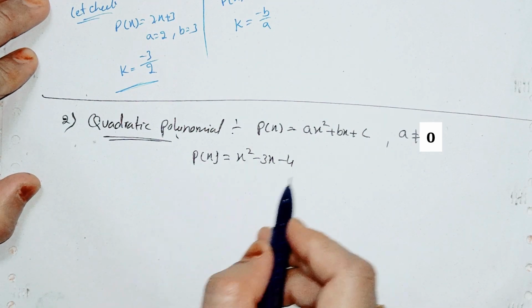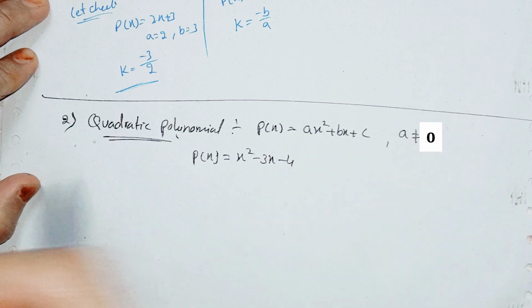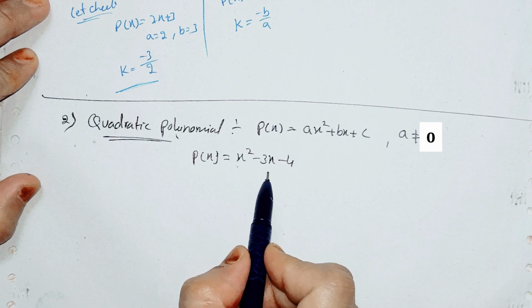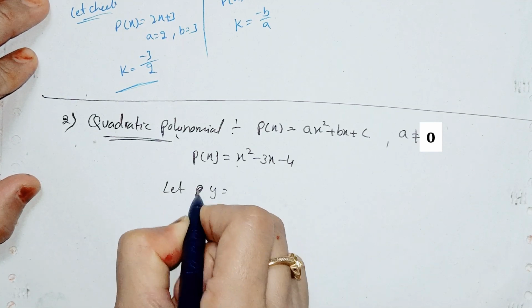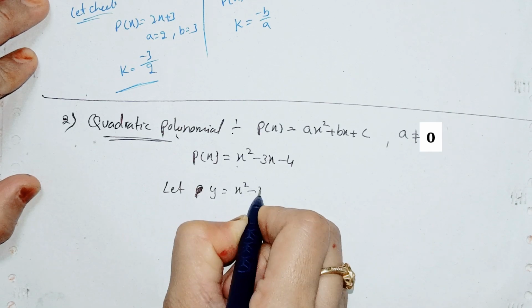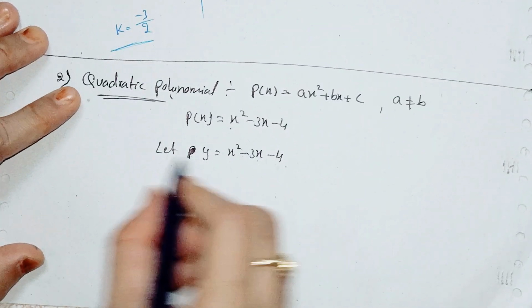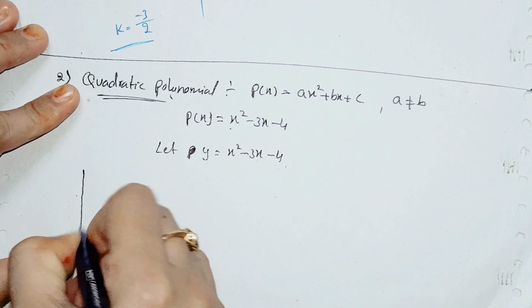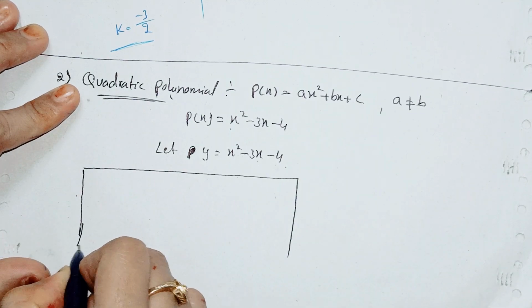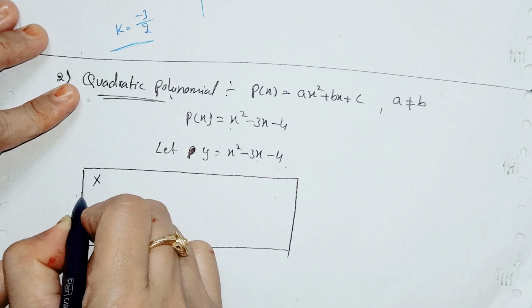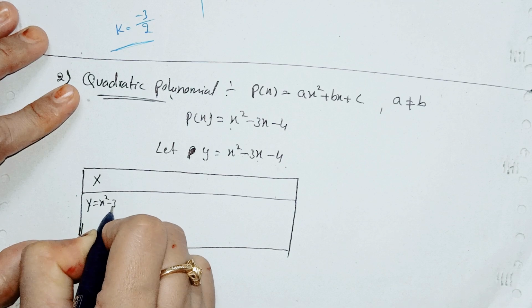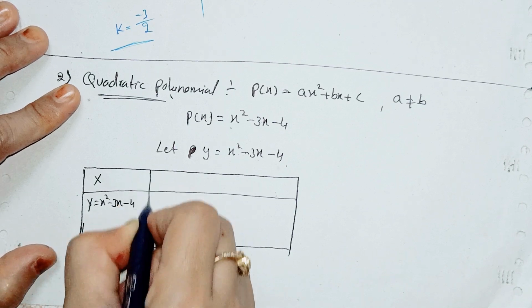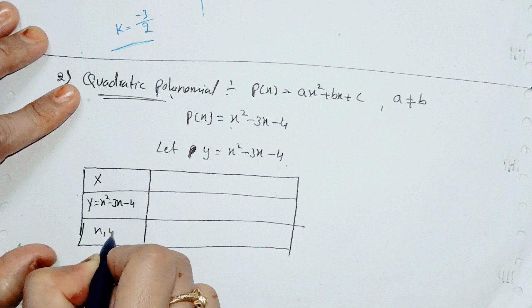To draw this polynomial in the graph, we need the y coordinate also. We need 2 values, that is the x coordinate and y coordinate. Here we have only x. So let y equal to x square minus 3x minus 4. Now we'll try to draw this. We'll do this in tabular form to get the points. So here x, here y which is x square minus 3x minus 4, and after that the x comma y points.